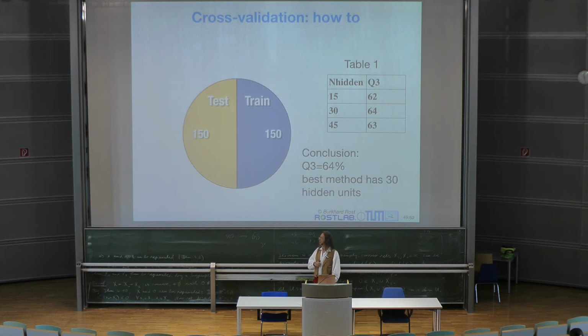Okay, so I have one way. This is the entire data. Say the entire data had 300 proteins. I take 150 for training in one cross-validation and 150 for testing, and then I turn it around, so I use everything. And then I find that for 15 hidden units, I get a Q3 of 62, for 30, 64, for 45, 63. And again, I do the same thing in the other direction, so I take this half for training and this half for testing, and those are the averages over 2. My conclusion is that the best performance is Q3 of 64%. Is that right?